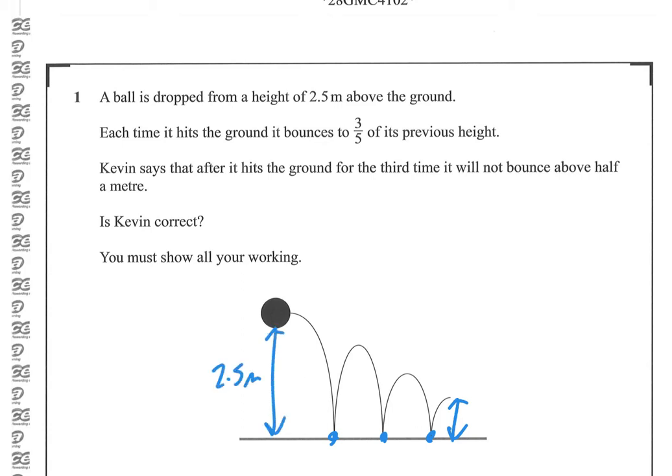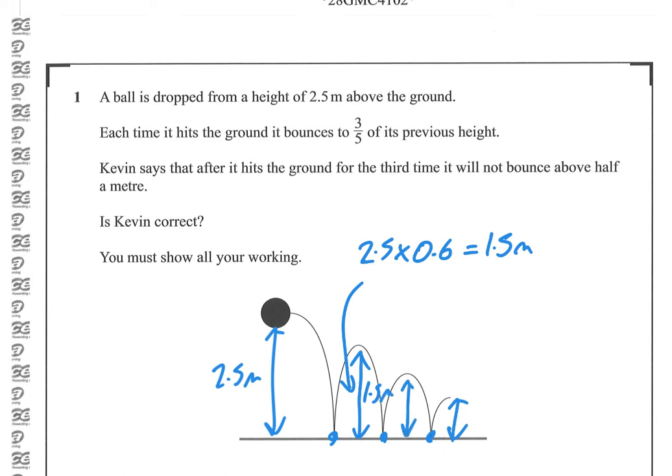And then to get this next, it rebounds to 3/5. So to get this next height, it's going to be 2.5 times 3/5. 3/5, remember, is a decimal, is 0.6. You can use 3/5 in your calculator if you want. And if I did that, I got 1.5 metres. So that's now 1.5 metres.